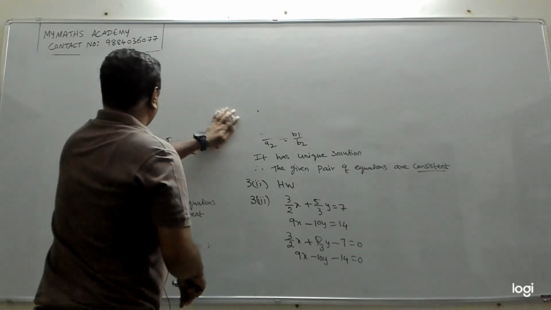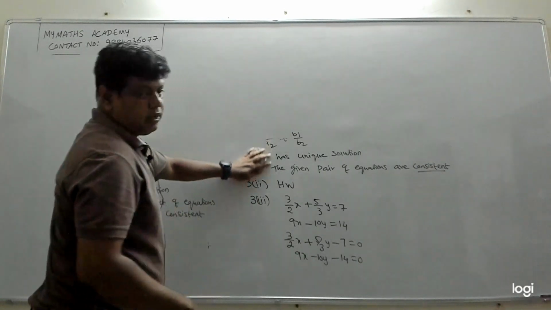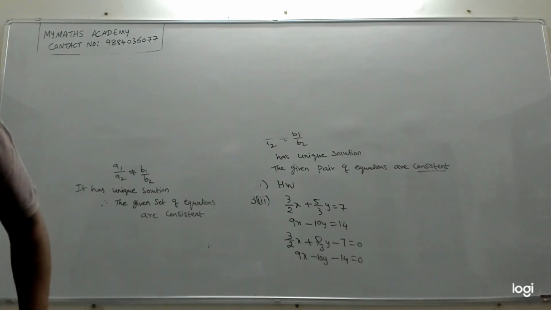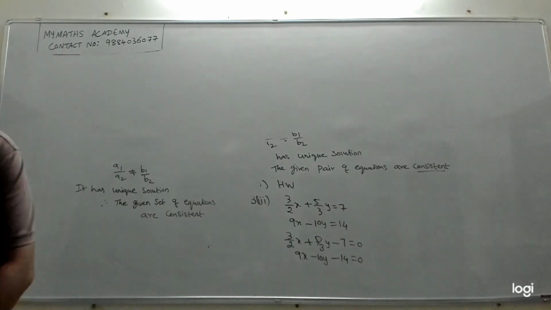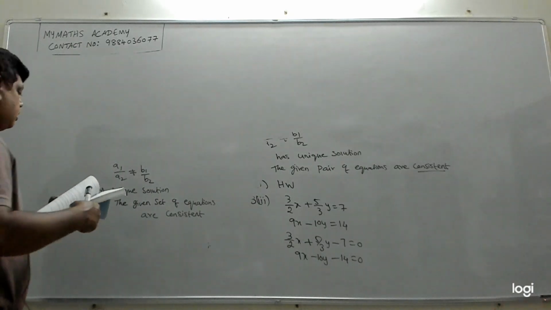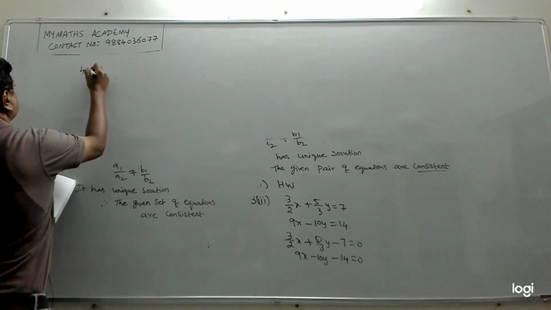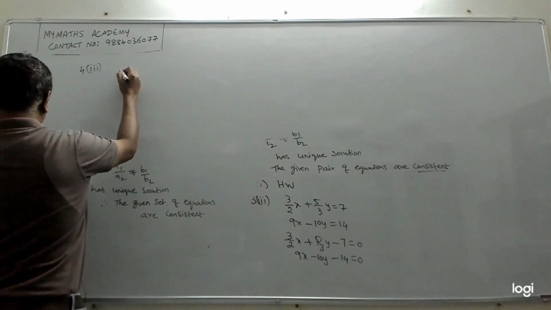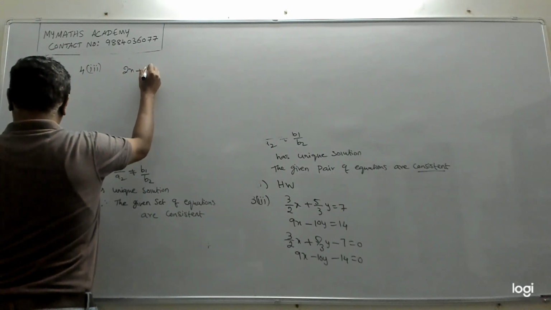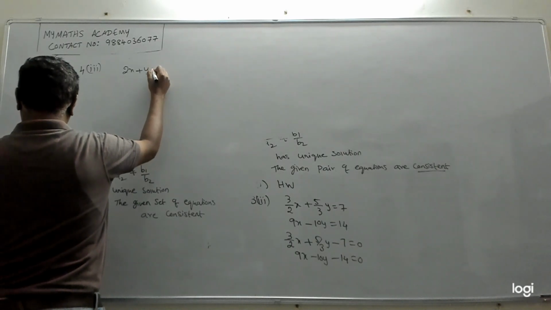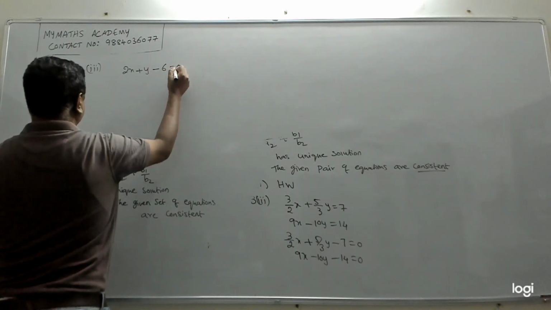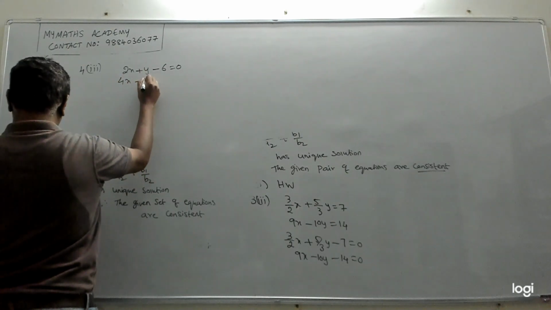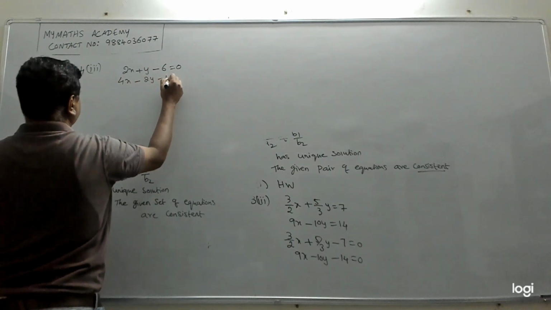Okay. So in the fourth problem, you can try the first 2 sub problems as homework. I will do the third problem. So what is the third problem under fourth? Fourth, third subdivision is 2x plus y minus 6 equal to 0. Then 4x minus 2y minus 4 equal to 0.